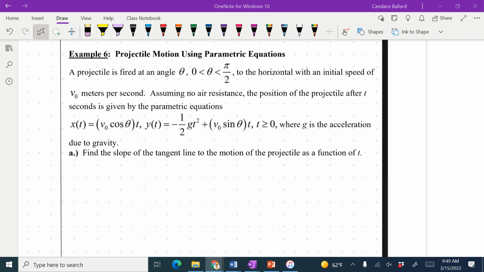All right, g is acceleration due to gravity. So they have the velocity and the acceleration in there. What is the first question wanting us to find? What's A wanting us to do?